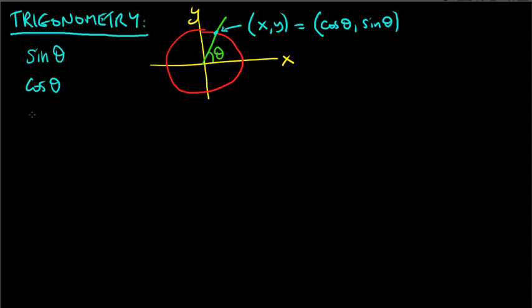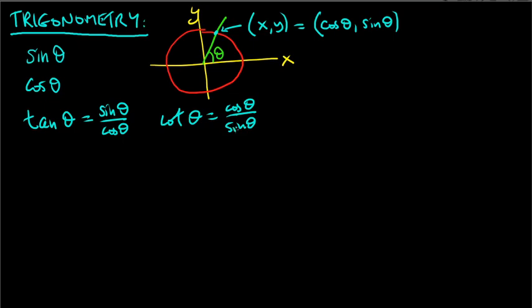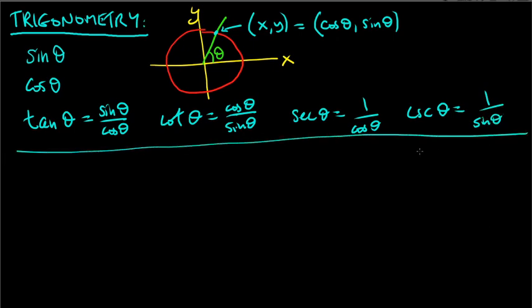And you should know all the other trig functions as well. They're all derived from sine and cosine. For example, tangent is sine over cosine. Right? Cotangent is 1 over tangent, which is cosine over sine. You should also know that secant of theta is 1 over the cosine of theta, and cosecant of theta is 1 over the sine of theta. So these you really should know by now.